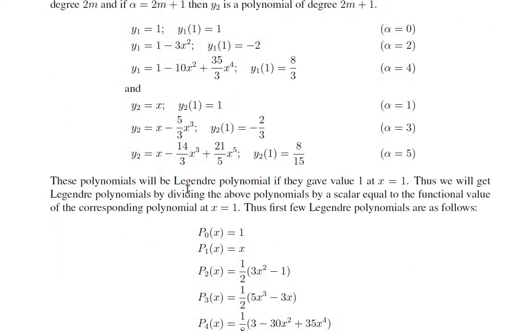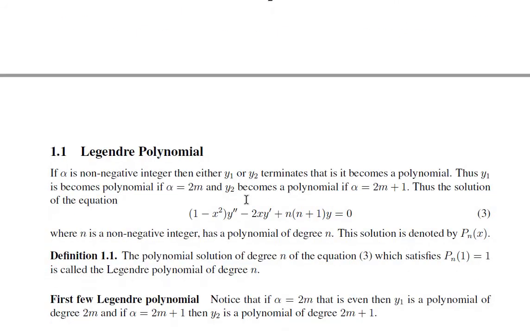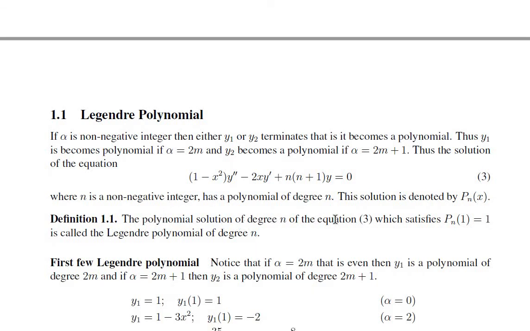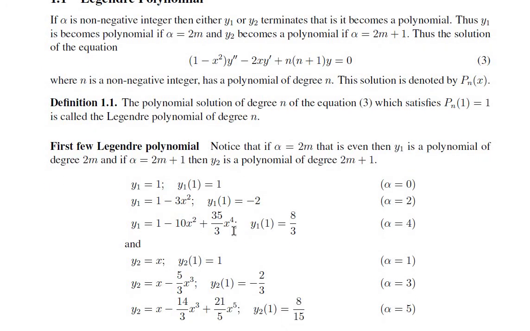So here we have given a definition. The definition is this: the Legendre polynomial is the polynomial solution of degree n of equation 3, that is this one, and satisfying Pn(1) equal to 1. These other solutions are solutions of that equation, but these conditions are not satisfied, so these are not Legendre polynomials. So what do we have to do? We have to just make the value 1. So how do we make it 1?